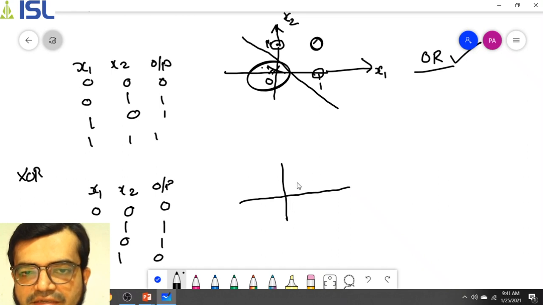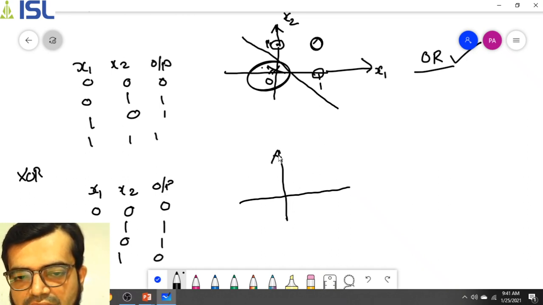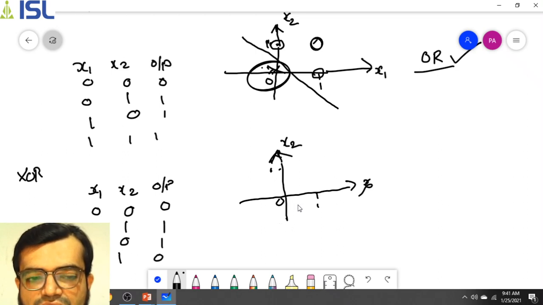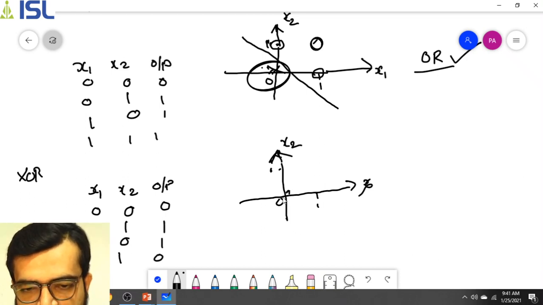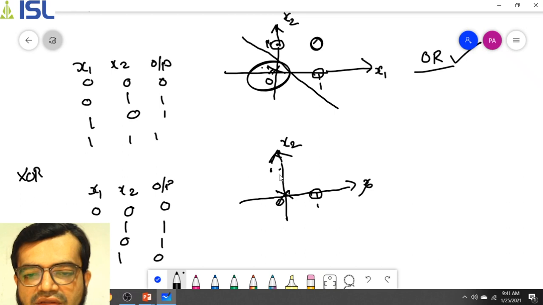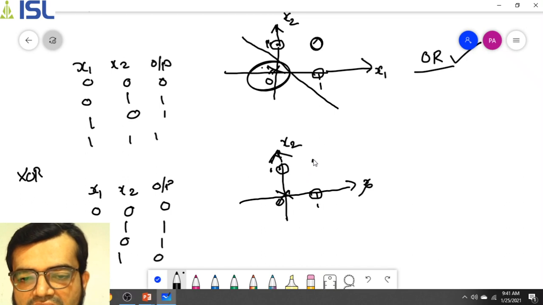Now we are taking the same thing here. This is x2, this is x1, this is 1, this is the origin O, and this is 1. Now 0 0 gives 0 only, so it is false, and when it is false I represent it as a cross mark. Next 0 1 gives you 1, which means positive, and 1 0 again gives you positive, but when it is 1 1 it gives you false, which you can represent this way.